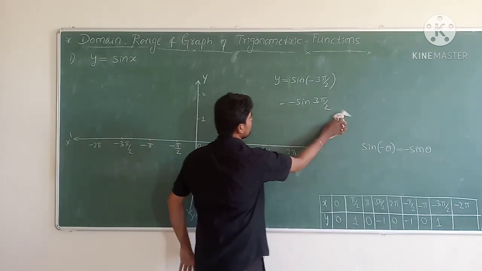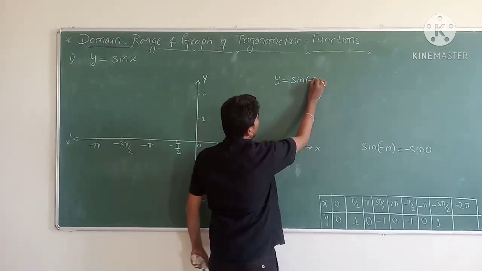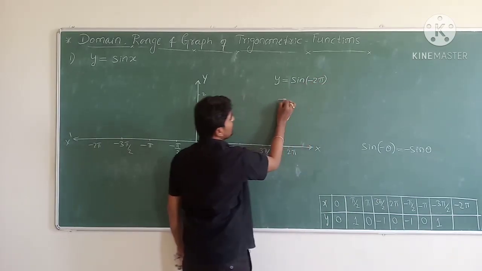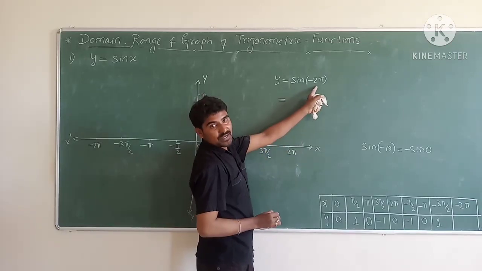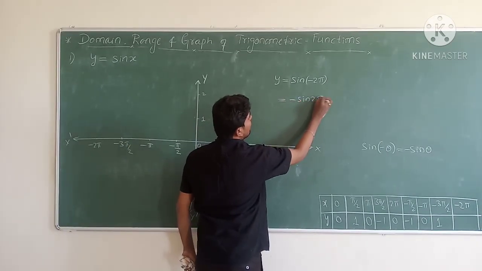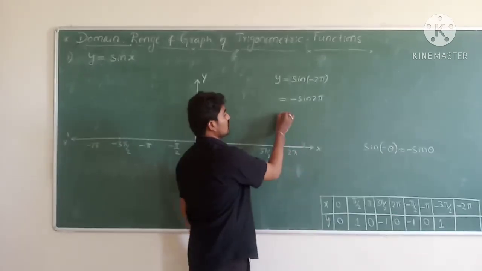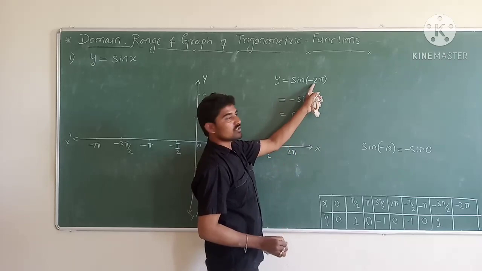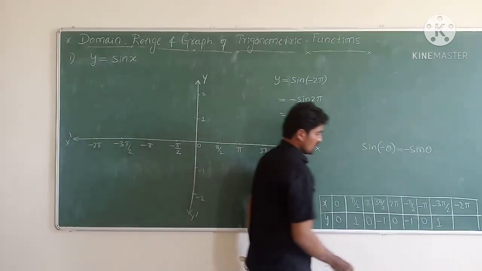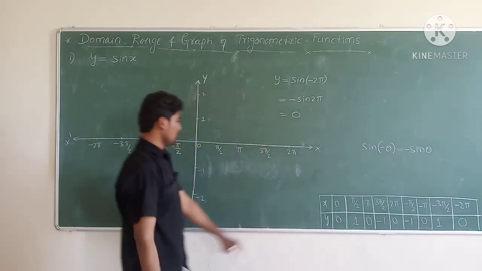Now when x is equal to minus 2 pi, y is equal to sin of minus 2 pi, which is equal to minus sin 2 pi. And we know that sin of integral multiples of pi is 0. So when x is equal to minus 2 pi, the value of y is 0. I hope all of you understand.